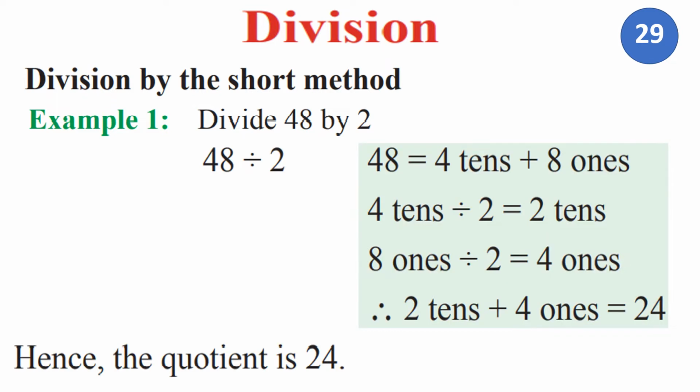The answer is here. 48 divided by 2 is like 4 tens plus 8 ones. 4 tens divided by 2 is equal to 2 tens. 8 ones divided by 2 is 4 ones. Therefore, 2 tens plus 4 ones equals 24. Hence, the quotient is 24. The answer for 48 divided by 2 is 24.